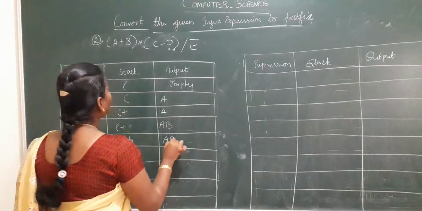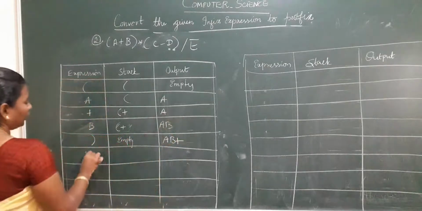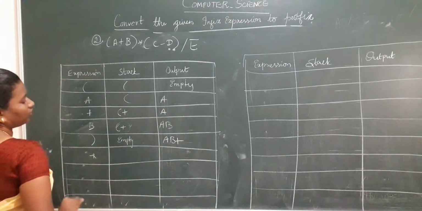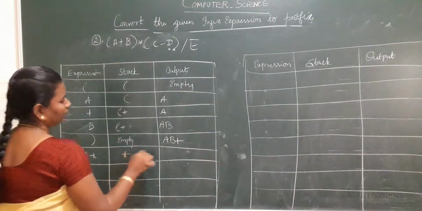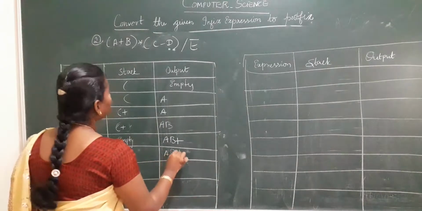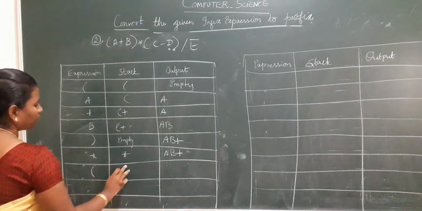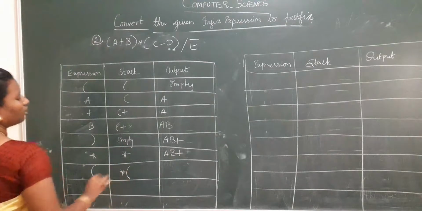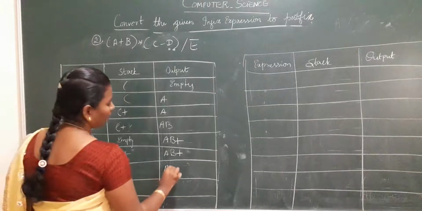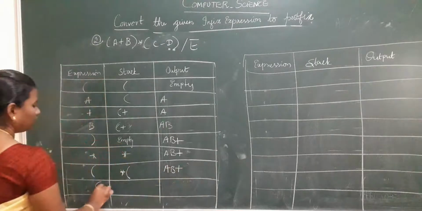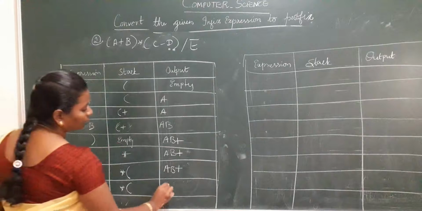Plus will go to your output. Next you have asterisk. Asterisk, where will it go? It will go to the stack. So A, B plus. Next I have opening bracket. So I have asterisk, so asterisk, opening bracket. This is A, B plus. Next I have C. C, where will it go? C is an operand. It will go to your output.